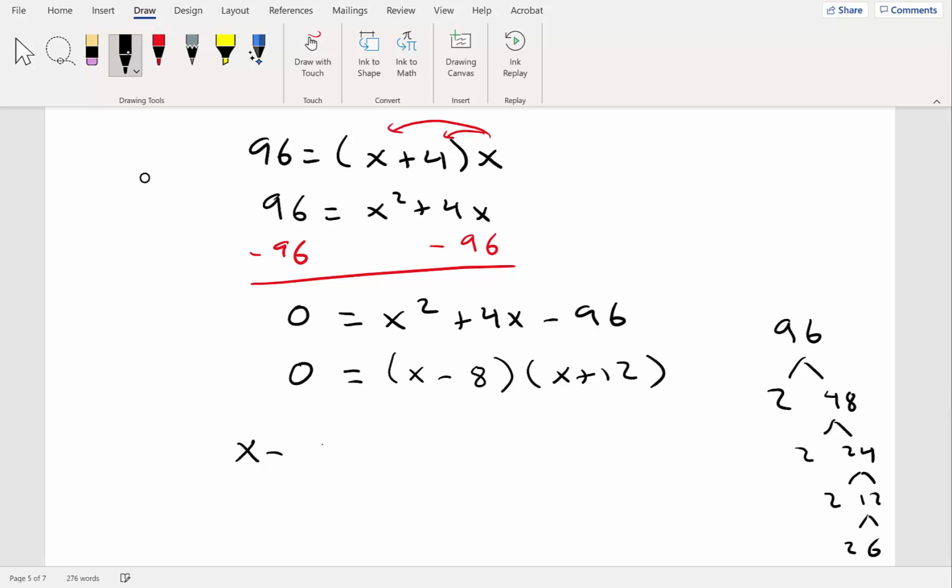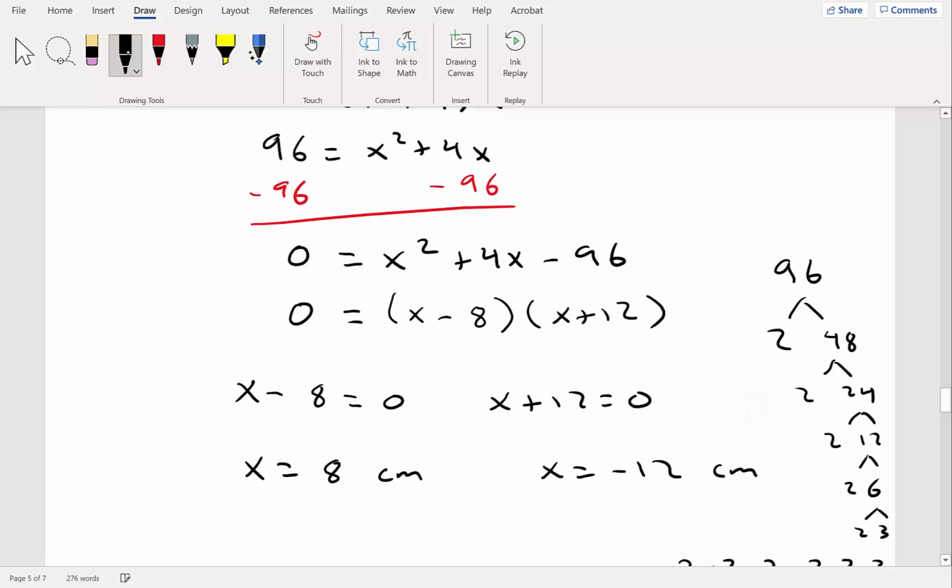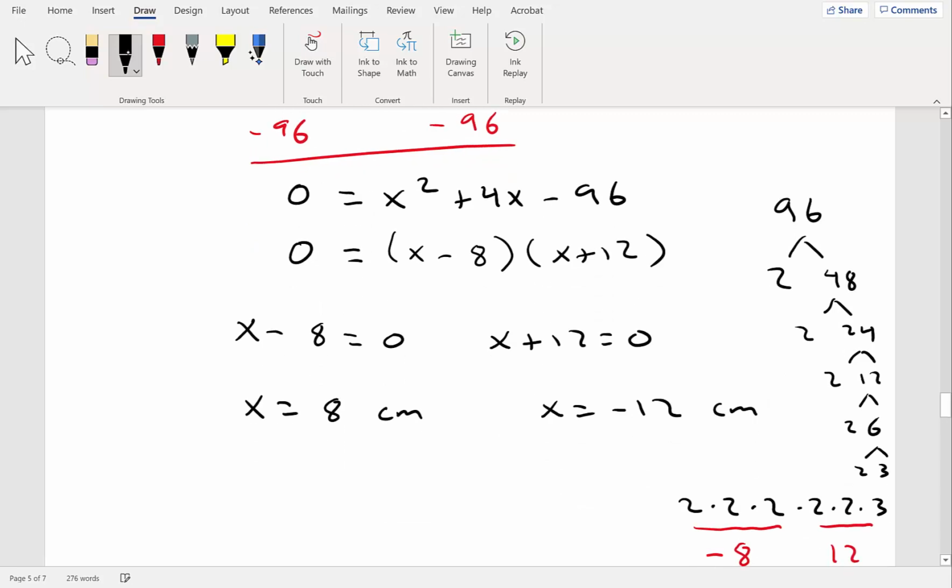Now go ahead, set each factor equal to 0, and then solve. So the first one I get x is equal to 8 centimeters. The other one I get x is equal to negative 12 centimeters. But remember, your answers have to make sense with the context of the problem. Since we're dealing with length here, there's no way that you ever measured anything and you got negative 12 centimeters. Okay, it's just not possible. So this negative 12 centimeters, we have to get rid of that result. So we have x is equal to 8 centimeters.